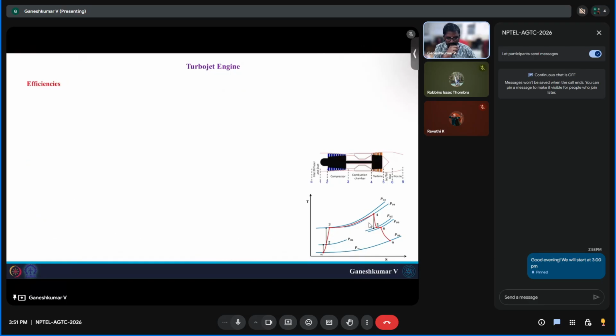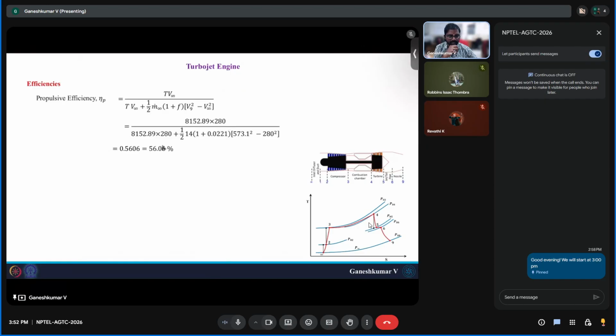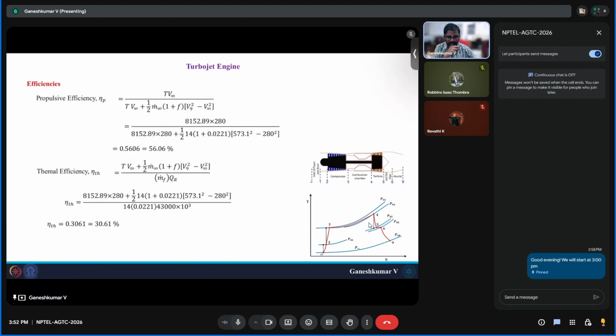And then finally, efficiencies also we need to find out. In the question it was not asked, but I thought I will show you how to find out efficiencies. Since we know thrust and V infinity, we can directly substitute this in the propulsive efficiency, the first variant where we do not exceed 100%. The propulsive efficiency comes out to be something like 56%. Similarly, the thermal efficiency is coming out slightly lower, around 30.61 percent. So overall efficiency is going to be even lower, around 17.16 percent.